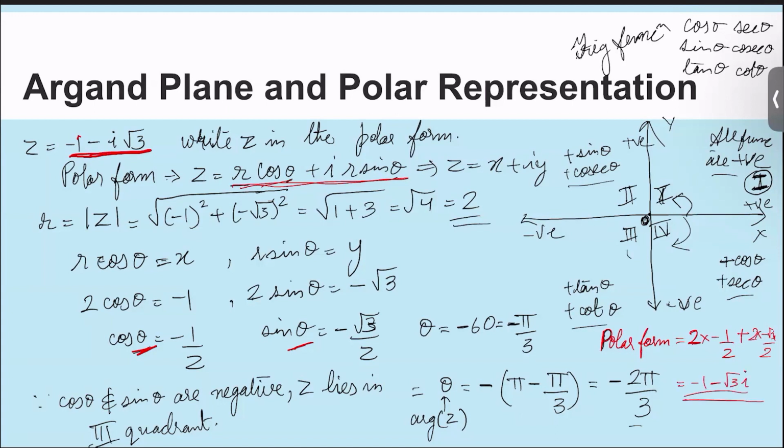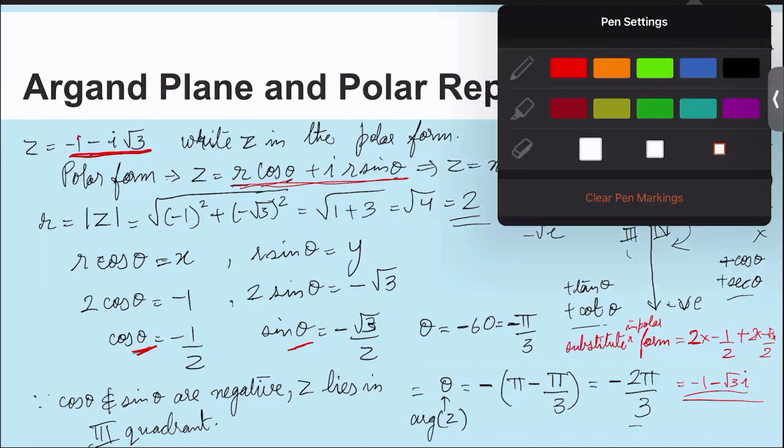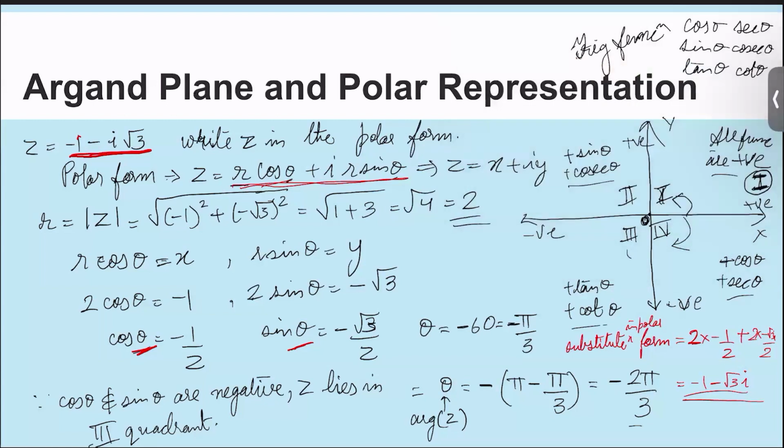So it's the same way if you substitute in polar form. This is how you find the argument as well as the magnitude of a complex number. Now let's take another example.